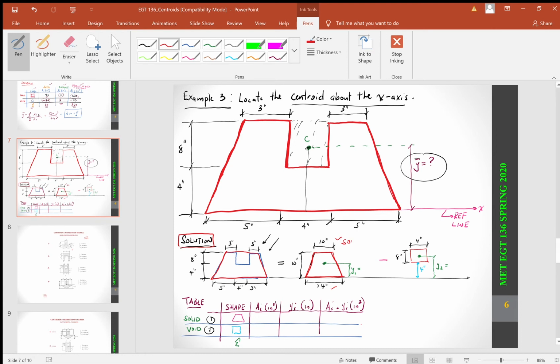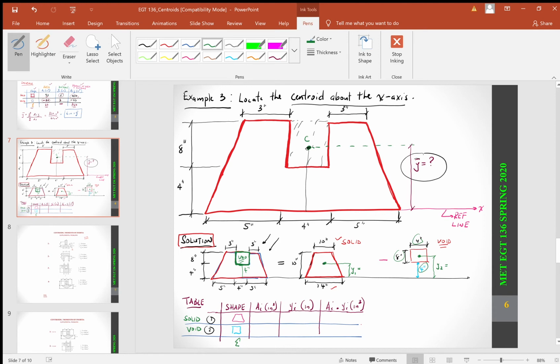Okay, this is the solid part, and this is the void part. For the void, again, I'm just looking at this component right here. This is the void part, and that's going to be an 8 by 4. Mind you, this void does not start until I've gone from my reference point about 4 inches high, and that's why I have the 4 inches high right here.